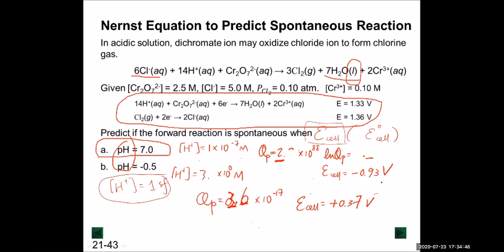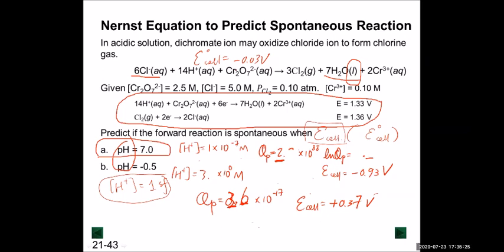So you can see the pH makes a big difference in the direction of this reaction. Under standard condition, when you calculate the standard cell potential, it is negative 0.03 volts, almost 0. If the cell potential is 0, the reaction is at equilibrium, and the equilibrium constant K equals 1. But this number is very close to 0, slightly negative. That means this reaction slightly favors the reactant.